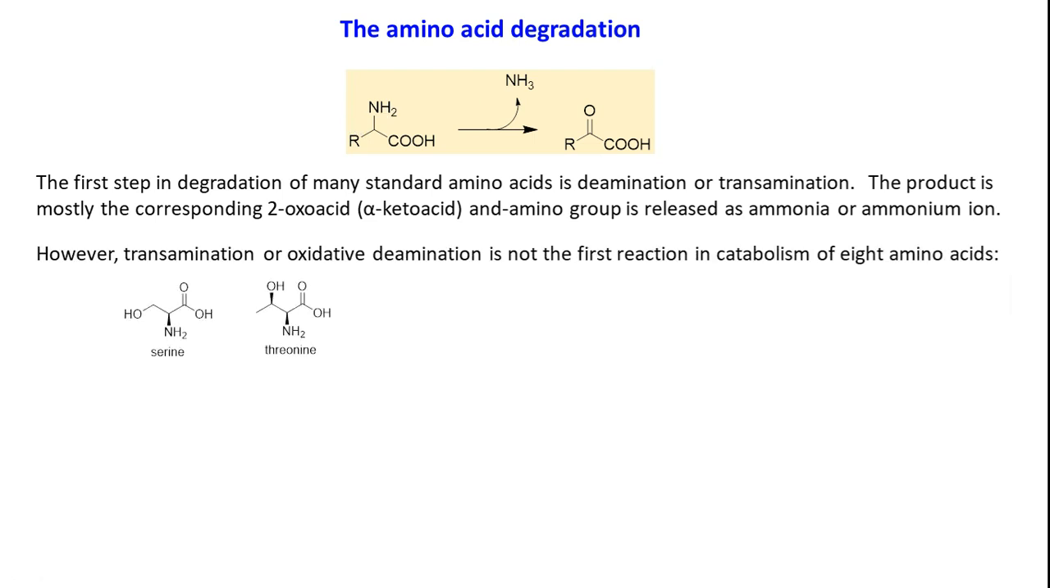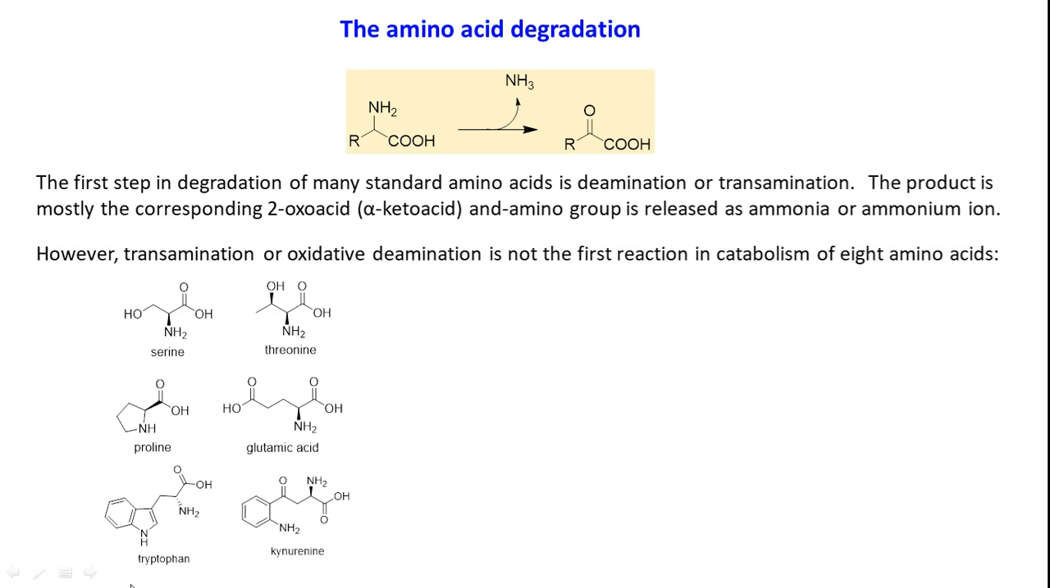Sometimes this kind of deamination reaction is not the first reaction of catabolism for amino acids. Some examples I am giving here: in case of serine, serine will be converted to threonine and then it will be metabolized. In case of proline, oxidative degradation happens, giving glutamic acid, and then glutamic acid gets degraded further. So in the first step they have to get converted to some other amino acids.